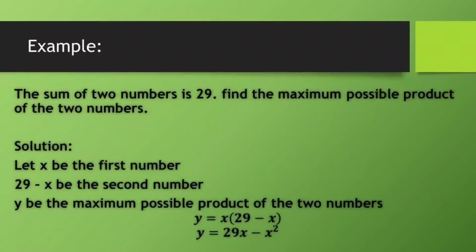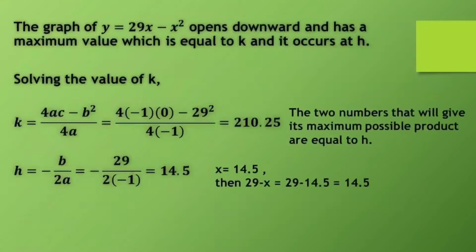Then solving it, we will have y is equal to 29x minus x squared. The graph of y equals 29x minus x squared opens downward and has a maximum value which is equal to k, and it occurs at h. Solving the value of k, we have the formula k is equal to 4ac minus b squared over 4a. And for the value of h, we have negative b over 2a.